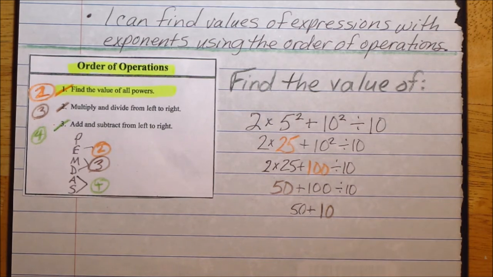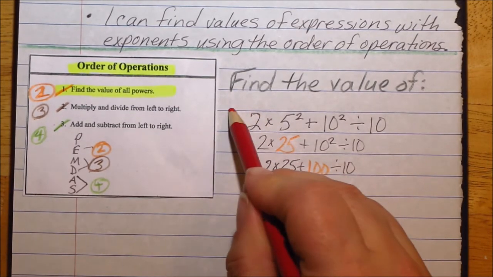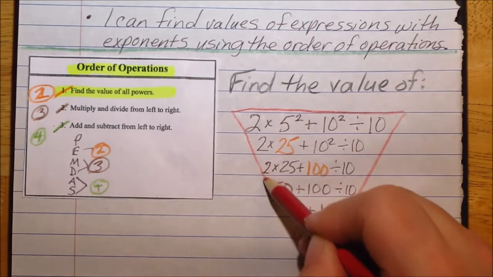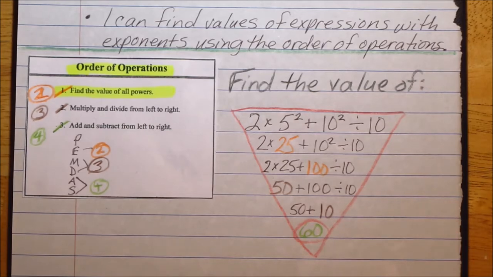Now all I have left is an addition operation, so that's what I have to do next. 50 plus 10 is 60. That makes my final answer 60. So I will circle that in red and make my PEMDAS triangle. And that's how we do it.